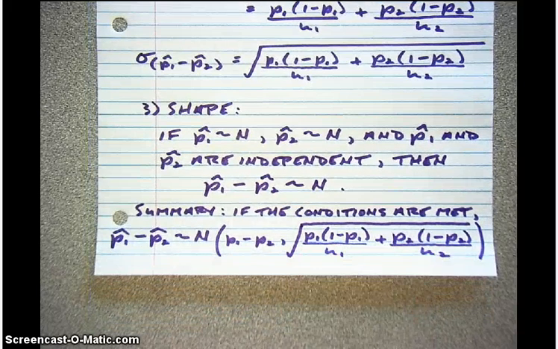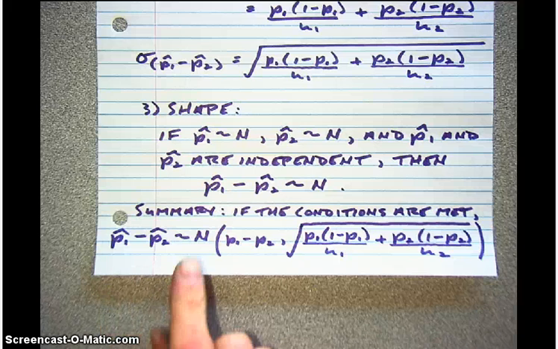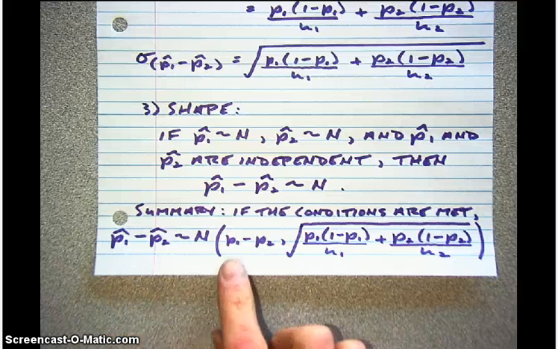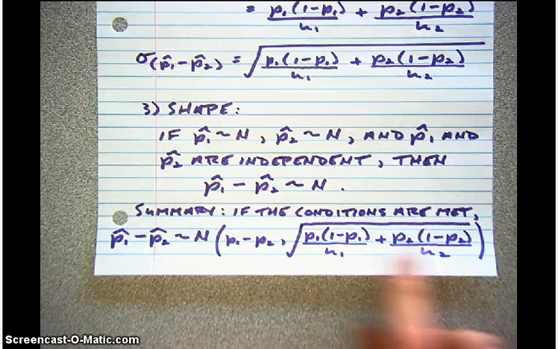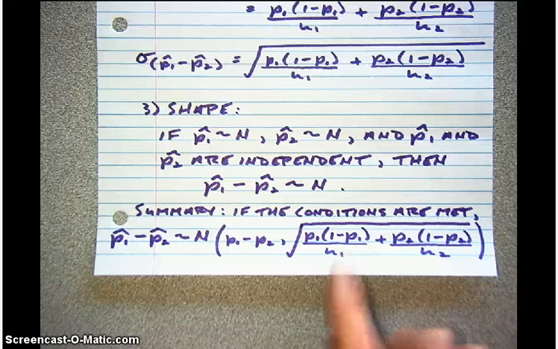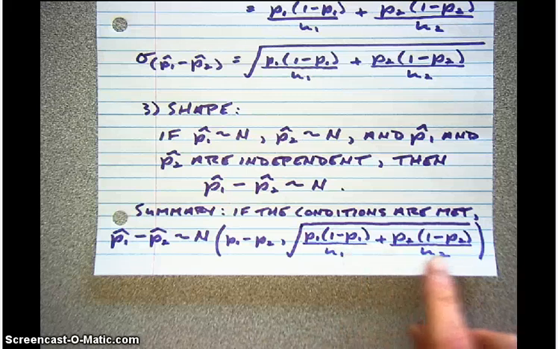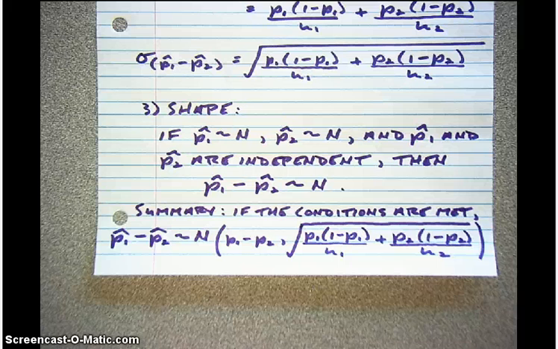And this is the summary. p1 hat minus p2 hat is normally distributed with a mean of p1 minus p2 and a standard deviation equal to the square root of p1 times 1 minus p1 over n1 plus p2 times 1 minus p2 over n2, if the conditions are met.